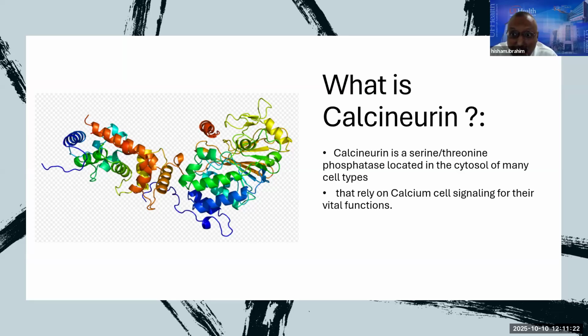It is an enzyme, a serine threonine phosphatase. It's actually very ubiquitous. It's present in many cells in the body, involved in all cells that require calcium cell signaling. It's part of the cascade of calcium cell signaling, so it's not involved only in lymphocytes. That's why the side effects of calcineurin inhibitors are very widespread, hitting many organs.